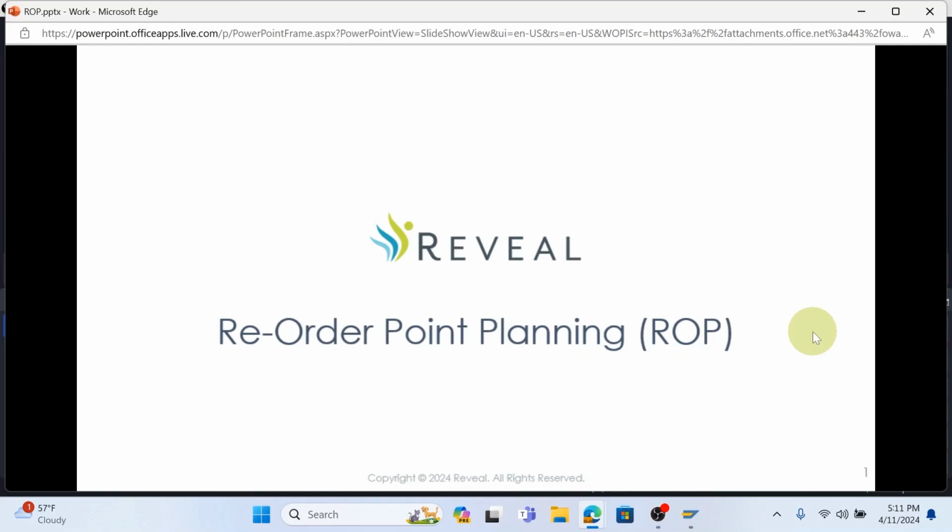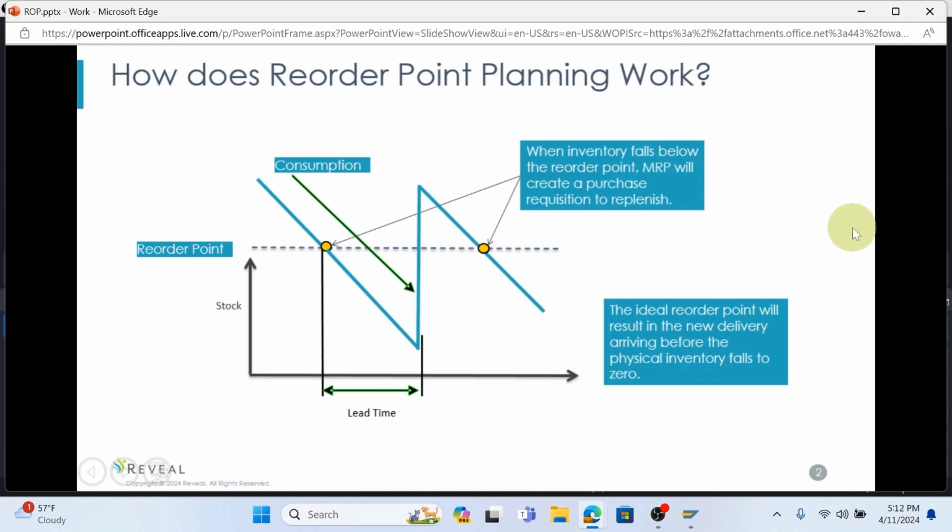Now, there are two types of reorder point planning. The first is manual reorder point planning, and here that reorder level and the safety stock level are manually maintained inside of the material master. The second is automatic reorder point planning, and here that reorder level and the safety level are determined by integrated forecasting programs, and we'll deal with it in a future video. Today, we're going to focus on the manual reorder point planning.